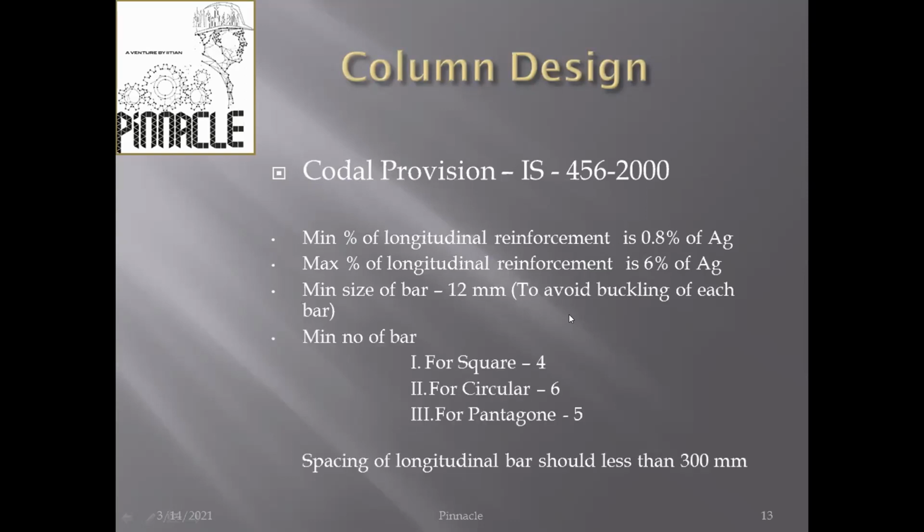Minimum number of bars: for each corner there should be one bar. Like a square has 4 corners, so 4 bars. For circular you need to remember 6 bars. For pentagon 5, for octagon 8, like that. Okay. Maximum spacing allowed is 300 mm.